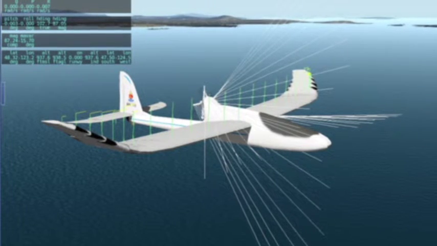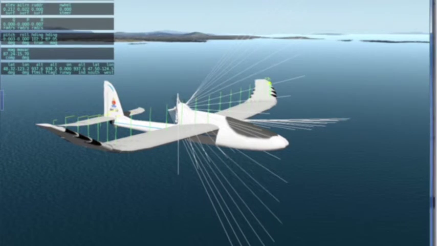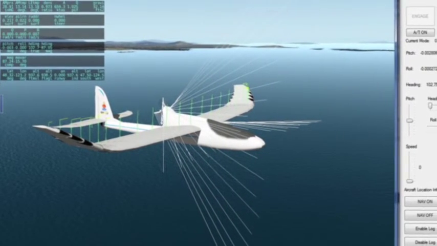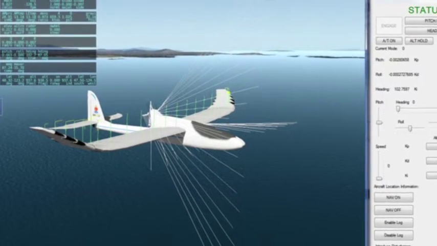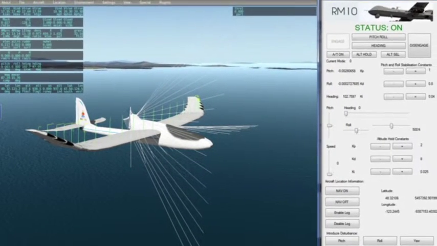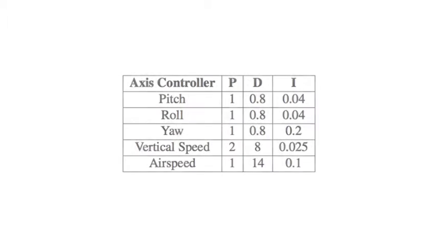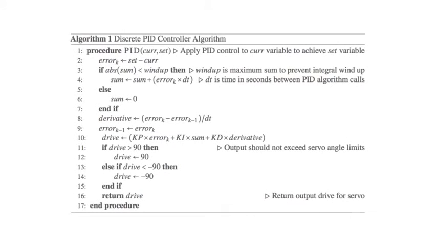So then to tune the PID loops for the stabilisation, I designed a 3D model for X-Plane, the simulator. And you can see the blade element theory components on the wing, and this is a simulator that I designed to tune the system. And then after tuning the system, these are the PID constants that I got. Those PID constants I use in a discrete PID controller algorithm that's programmed on the microprocessor, and then this controls the stabilisation of the aircraft.